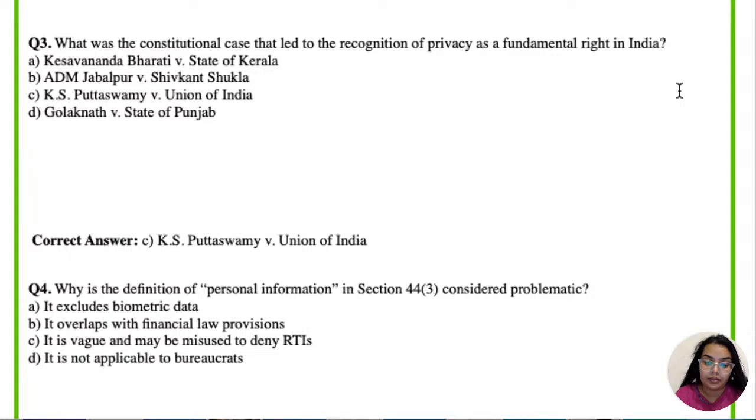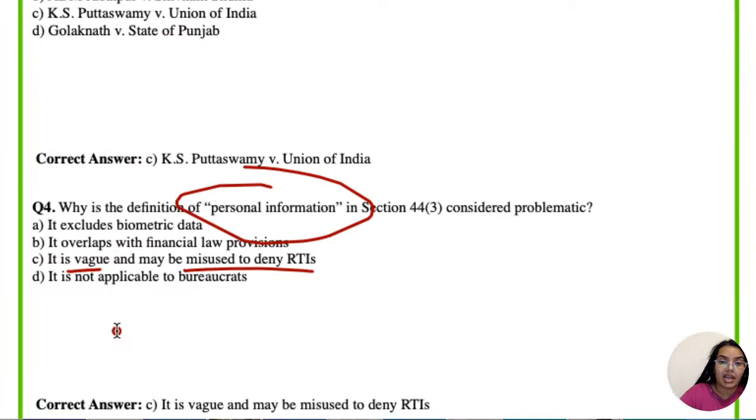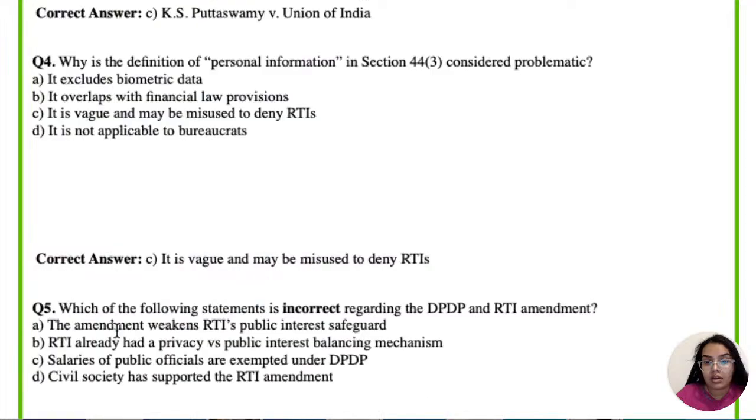Why is the definition of personal information in section 44 considered problematic? Because it is vague. Okay, so author is saying that what people are saying, or why the amendment is made, saying that the definition of personal information is vague and there are chances it may be misused to deny RTI. That's why we are doing this kind of amendment. There you go. Next one.